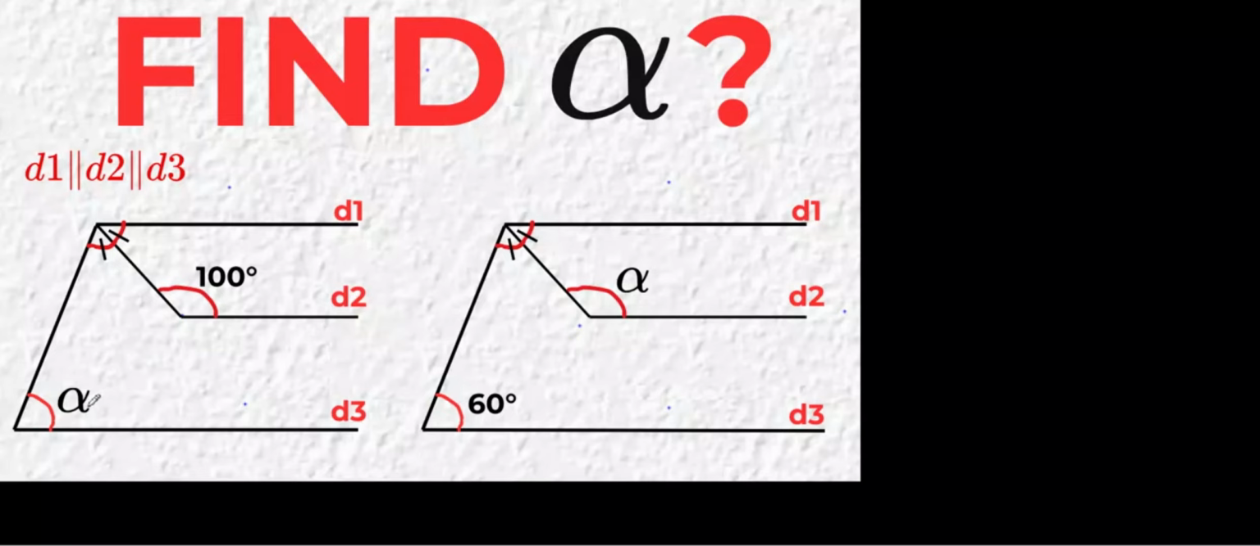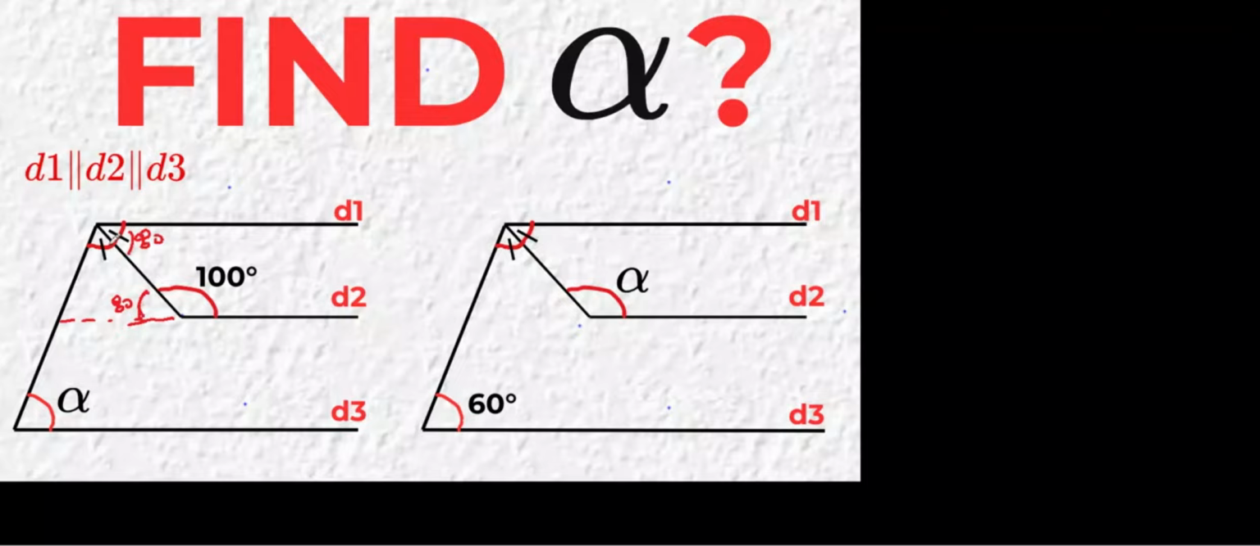On the first question, you are requested to find alpha, and here also on the second question, you are requested to find alpha. So the first thing you are going to do is extend this line here. If you extend this straight line, then this measurement will be 80 degrees, because 100 plus 80 is 180, it will create a straight line. So if this one is 80 degrees, this one will be the same thing, 80 degrees.